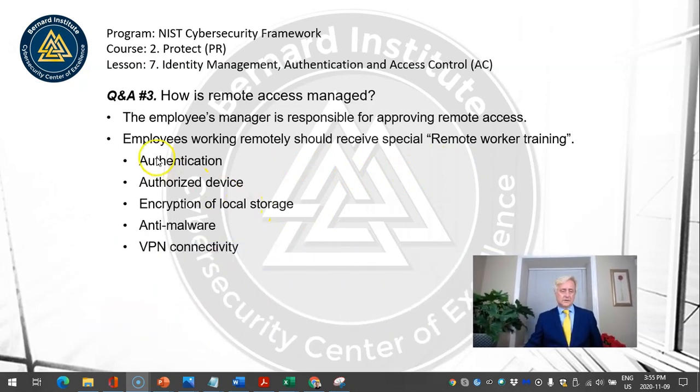For instance, authentication, authorization, encryption of local storage, anti-malware, VPN connectivity. So in some cases, when we provide the training, we say, here's the security tools that have been implemented on your system. Don't disable them. Don't change them.